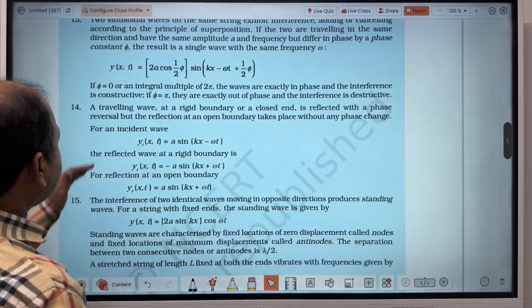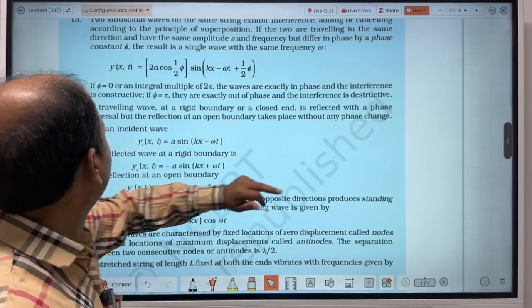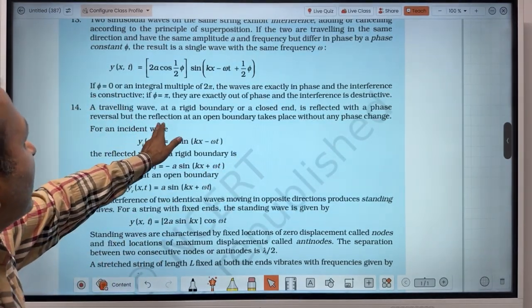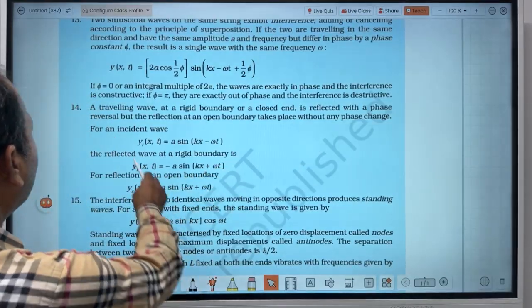Then comes a traveling wave at a rigid boundary or a closed end is reflected with a phase reversal, but the reflection at an open boundary takes place without any phase change.